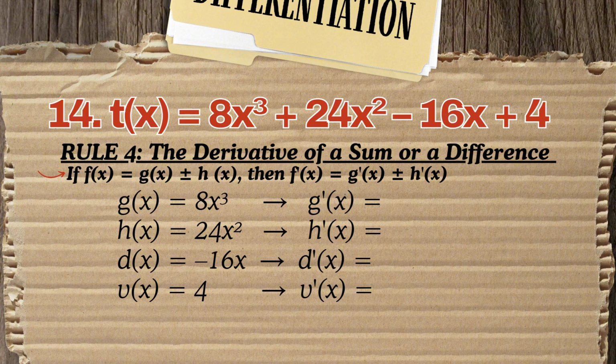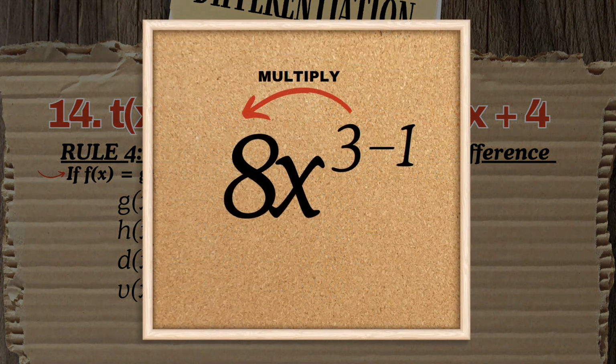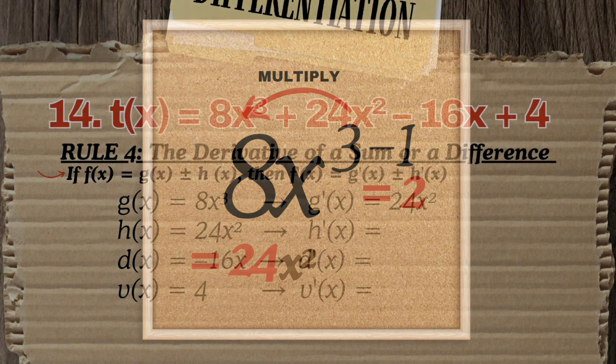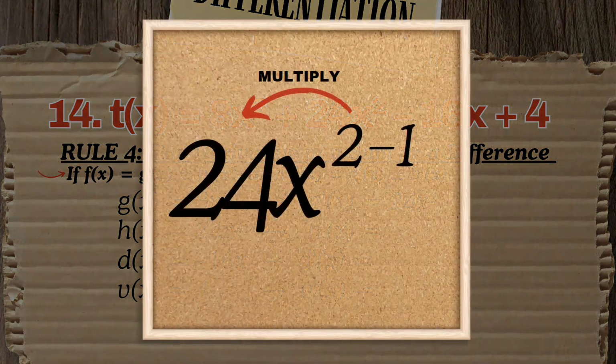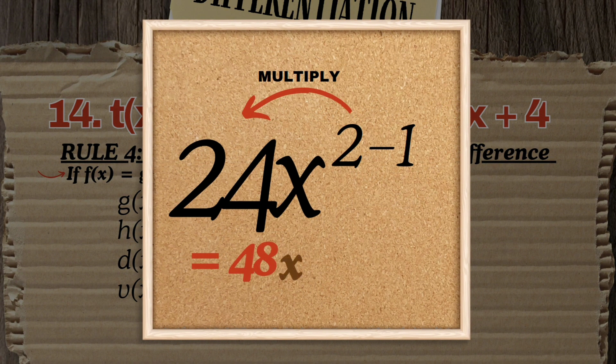For 8x raised to 3, i-multiply natin ang exponent na 3 sa numerical coefficient na 8. So, 3 times 8 is equal to 24. Then, copy the x. And mababawasan yung exponent ng 3 ng 1. It will be 2. Copy the plus sign. Then, for the derivative of 24x raised to 2, 2 times 24 is equal to 48. Copy the x. Babawasan din na ng isa yung exponent na 2. So, 2 minus 1 is equal to 1.